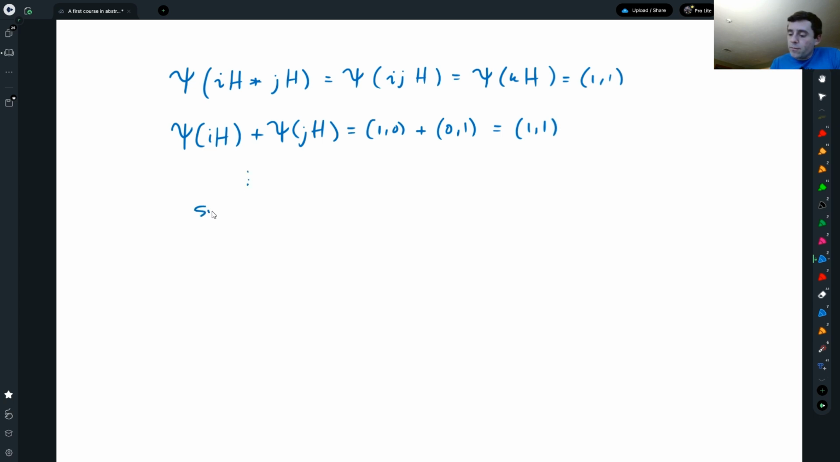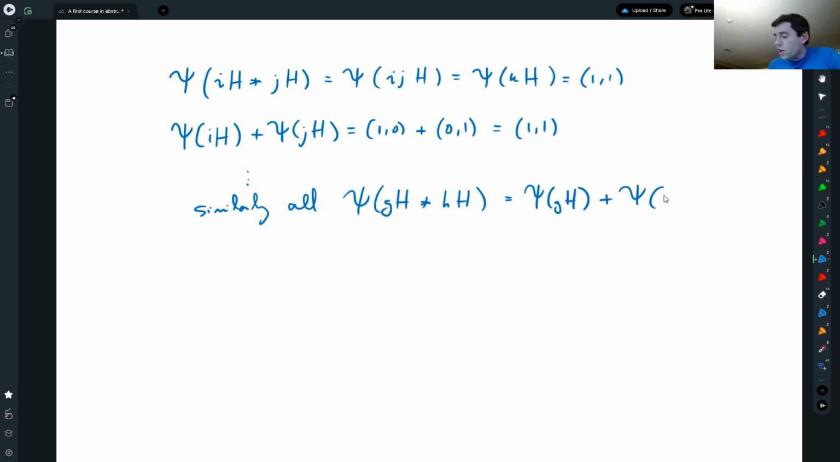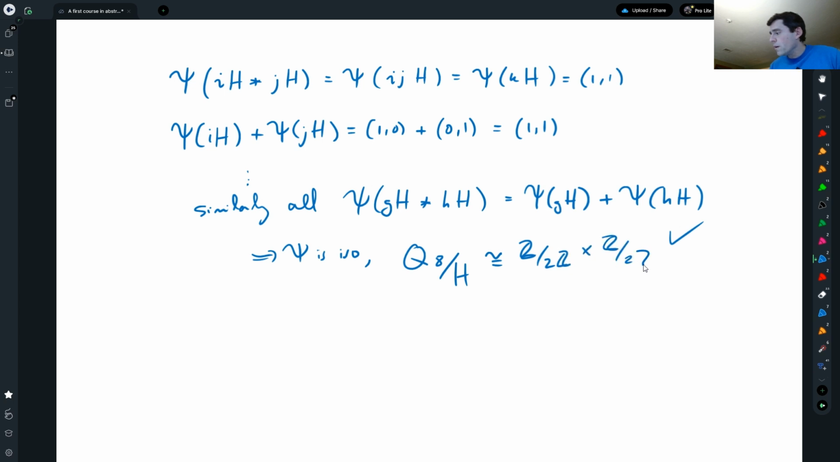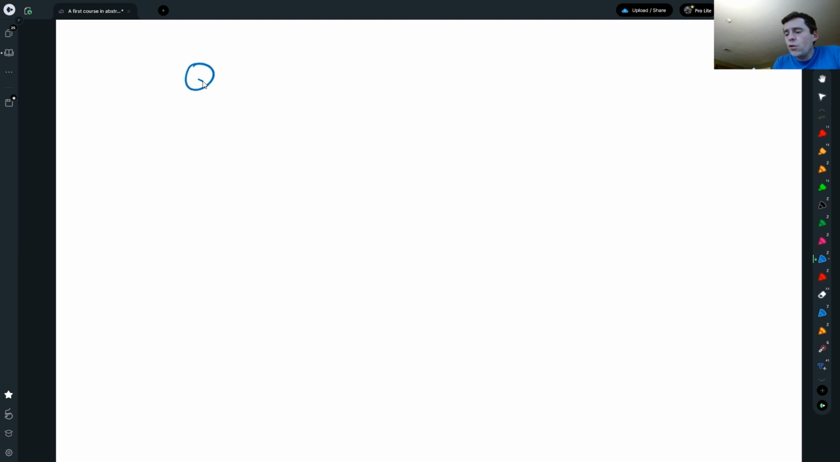And similarly, for all cases, psi of GH star HH is the same as psi of GH plus psi of HH. So it is an isomorphism. So psi is an isomorphism, and Q8 modulo H is isomorphic to Z modulo 2 cross Z modulo 2. So what we've seen is that Q8 modulo H is isomorphic to Z modulo 2 cross Z modulo 2.